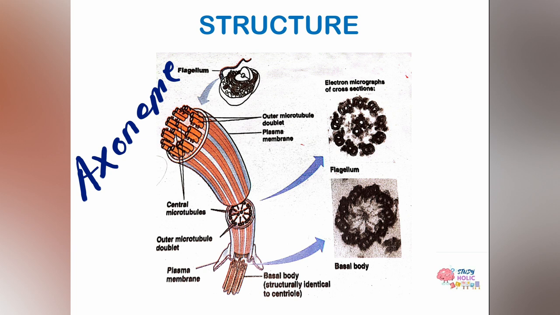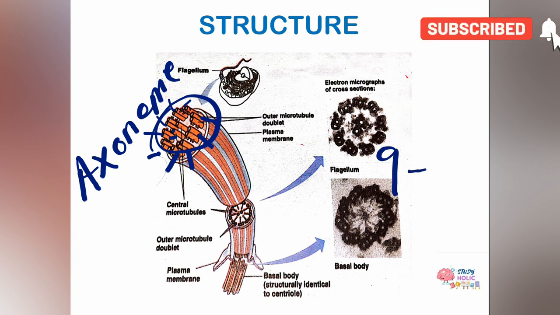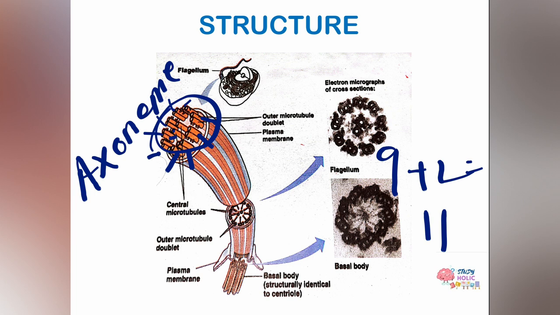The axoneme is made of a bundle of 11 longitudinal microtubules. Count over here, it is showing 1, 2, 3, 4, 5, 6, 7, 8, 9, and the central ones 10 and 11. How is it made? On the periphery, there are 9 doublets arranged in a ring. And in the center, there are 2 microtubules. So 9 plus 2 makes 11 microtubules. This arrangement of the microtubules is also known as the 9 plus 2 pattern.